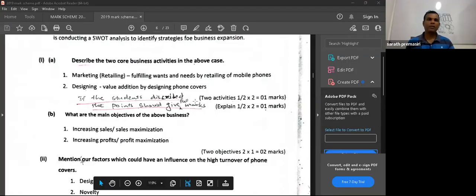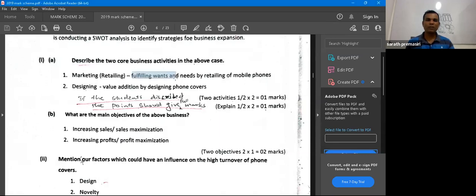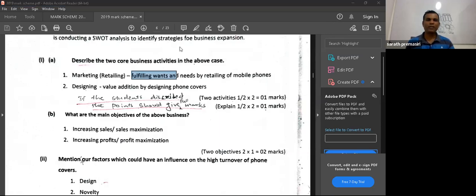Yes, look at the first one. Marketing or retailing, fulfilling wants and needs by retailing mobile phones. Now this is the first part, that value addition, you see, fulfilling human needs and wants. Look at that part. Fulfilling human needs and wants.